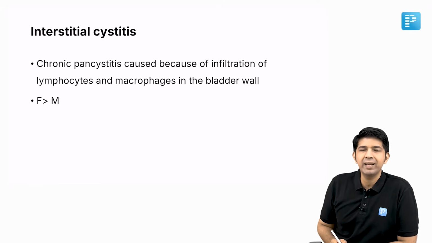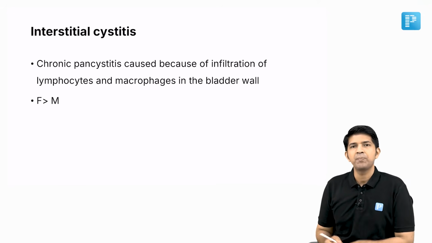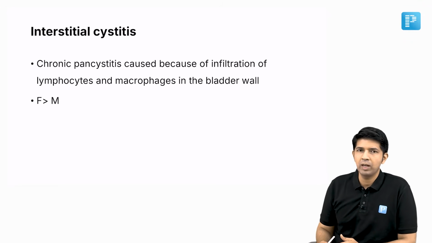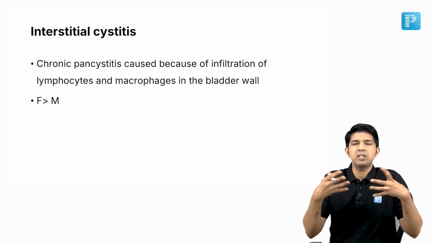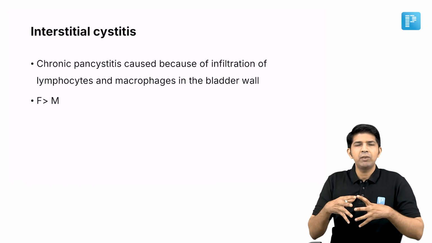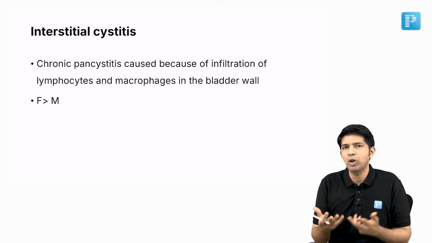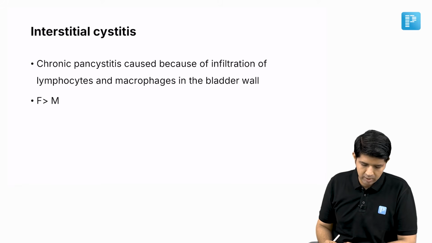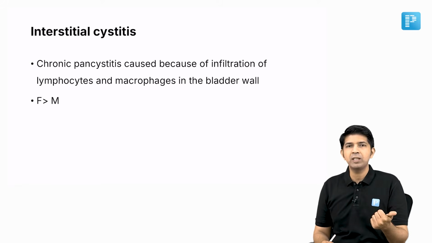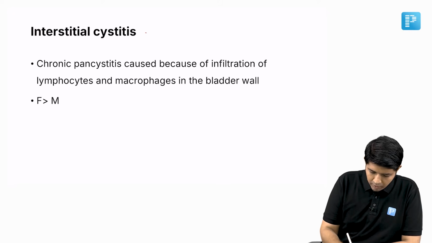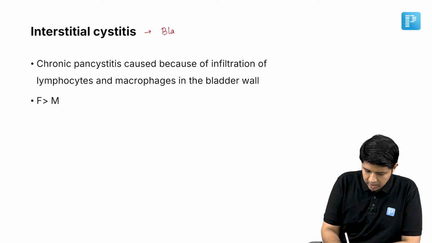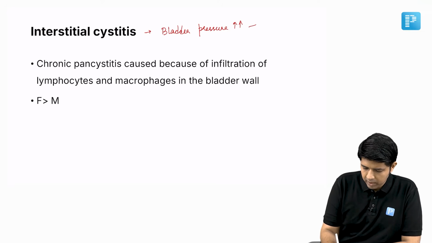Now let's talk about interstitial cystitis. Now there is inflammation of the urinary bladder. So there is pressure that is built up inside the bladder. Now if this pressure keeps on increasing, it is going to cause stretching of the bladder and will cause bladder pain. Okay, so remember, bladder pressure, bladder pain, that is what we call interstitial cystitis. Okay, bladder pressure going up leads to bladder pain.